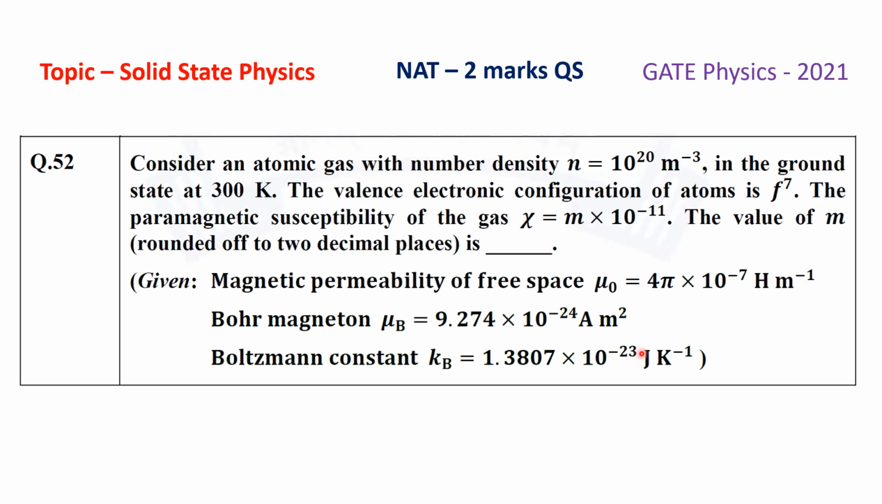So basically the Bohr magneton is the magnetic moment of the elementary charge, that is the electron, which occurs due to the spin or orbital angular momentum of that electron. And the Boltzmann constant kB equals 1.3807 times 10 to the power minus 23 joule per Kelvin. So this information we have to use to solve this question. So let us see how to solve this problem.